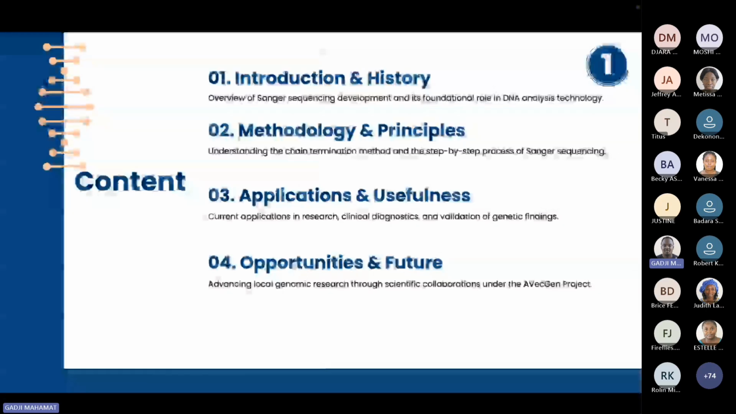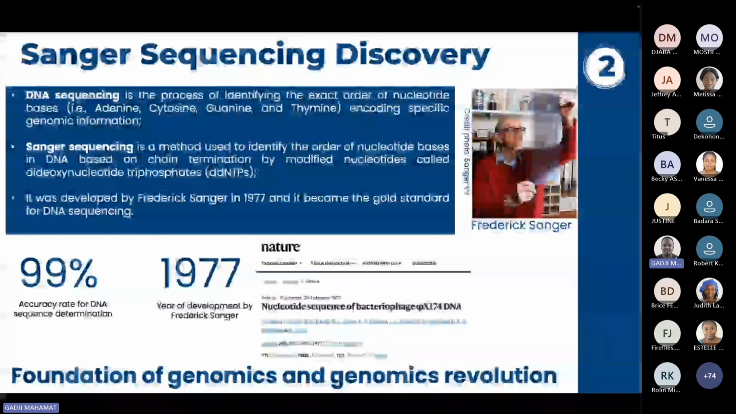AVecGen project. So it's really important to first understand what is DNA sequencing before understanding what is Sanger sequencing. DNA sequencing is just a process of identifying the exact order of nucleotides encoding a specific genomic information. And the method used is Sanger sequencing, which identifies the order of nucleotide bases in a DNA based on a technology which is the core, the heart of the method, called the chain termination method, based on a modified nucleotide called dideoxynucleotide triphosphate.